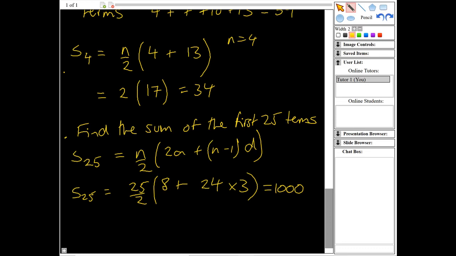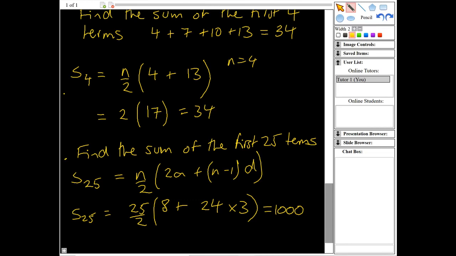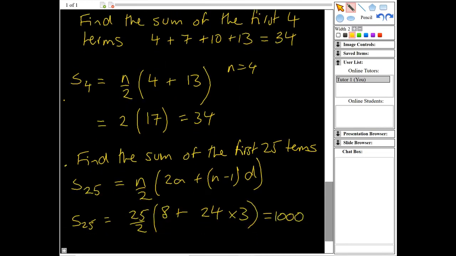All right, so that is how we use the arithmetic series formula and how an arithmetic series works.